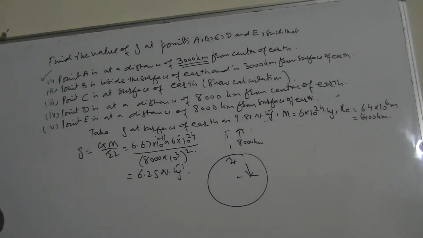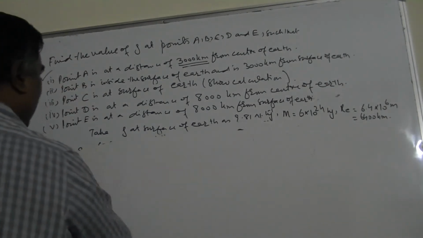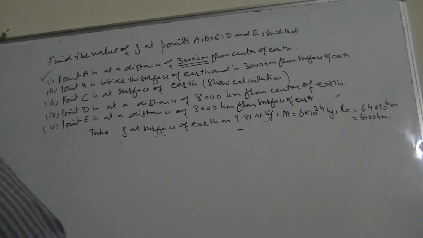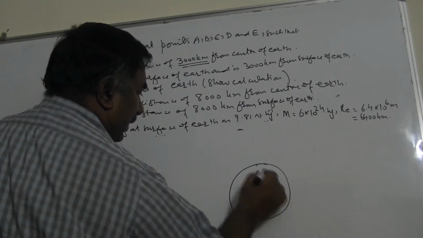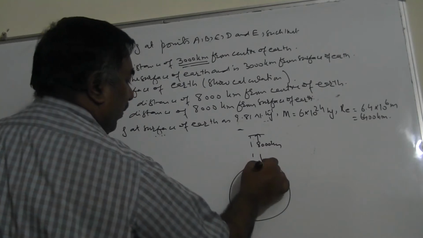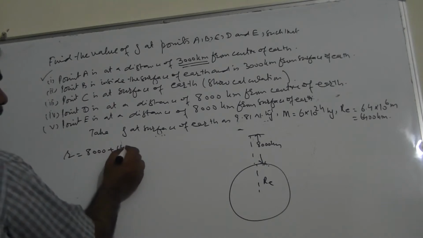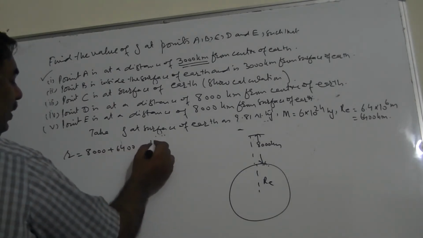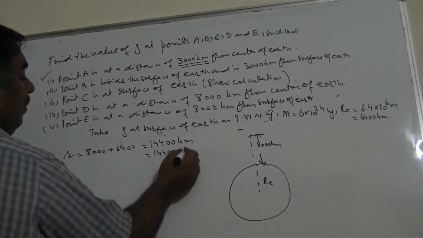Now the next point is very important, point E, and usually examiners test for this point. They have given that point E is at a distance of 8,000 kilometers from the surface of earth. Now I will locate the surface of the earth where point E is located. Suppose this is earth, this is the radius, and point E is 8,000 kilometers from the surface of earth. So R becomes 8,000 plus 6,400 kilometers, which is 14,400 kilometers, or 14,400 into 10 power 3 meters.